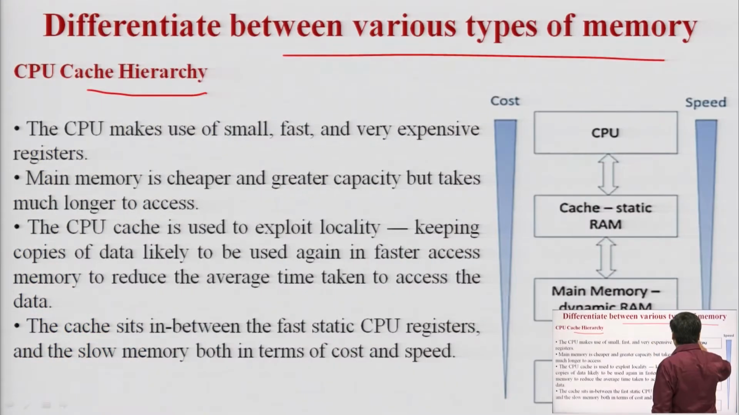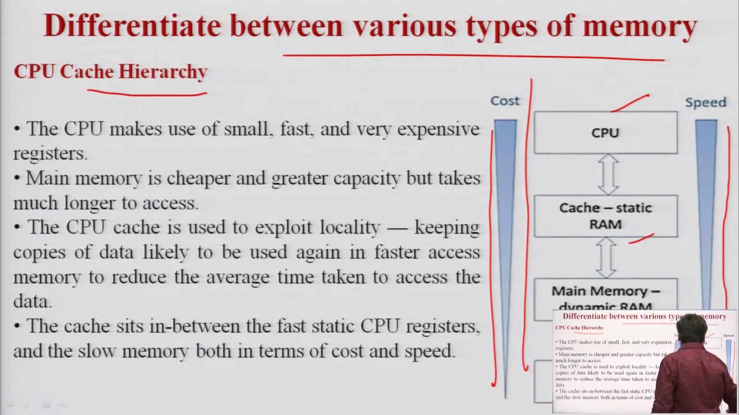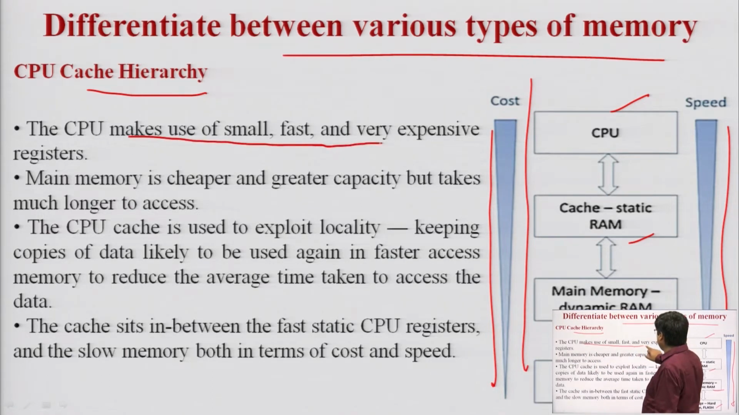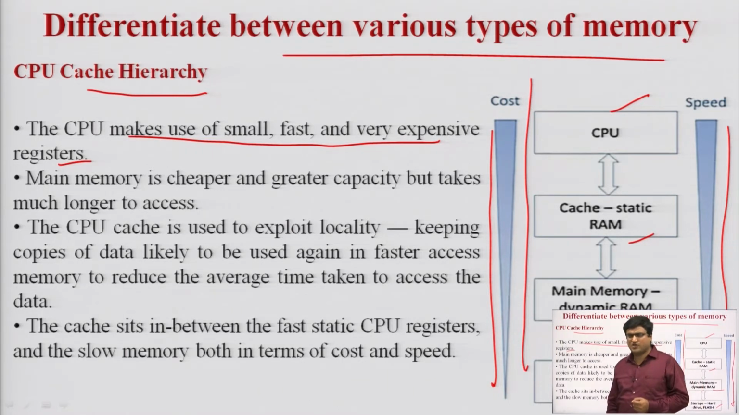You can see that at the top we have a CPU, cache static RAM, main memory, storage, hard disk and flash memory. From top to bottom we can see that cost will be less and the speed is also slow. So the CPU makes use of small, fast and very expensive registers. In the CPU there is a large number of registers, and these registers are used to save information on a temporary and a permanent basis. Main memory is cheaper and has greater capacity, but takes much longer to access.